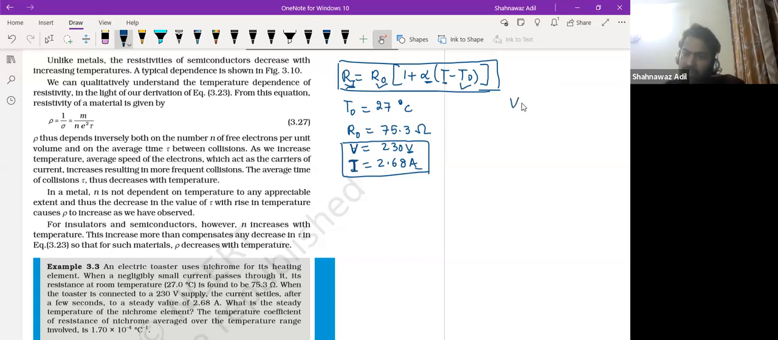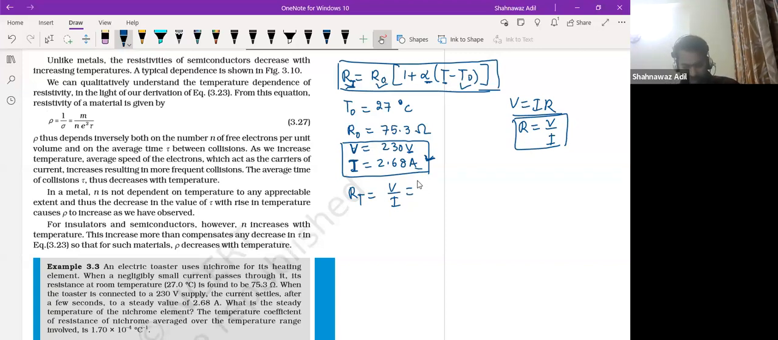We know Ohm's law. What is Ohm's law? R is equal to V by I. So this we can calculate, right? This is the thing that we can get from here. Because the current was first getting heated, and then the current is settled at this point. So then we will get the amount of resistance provided by that heating element, nichrome, at a certain temperature. So RT we can calculate. RT would be V by I.